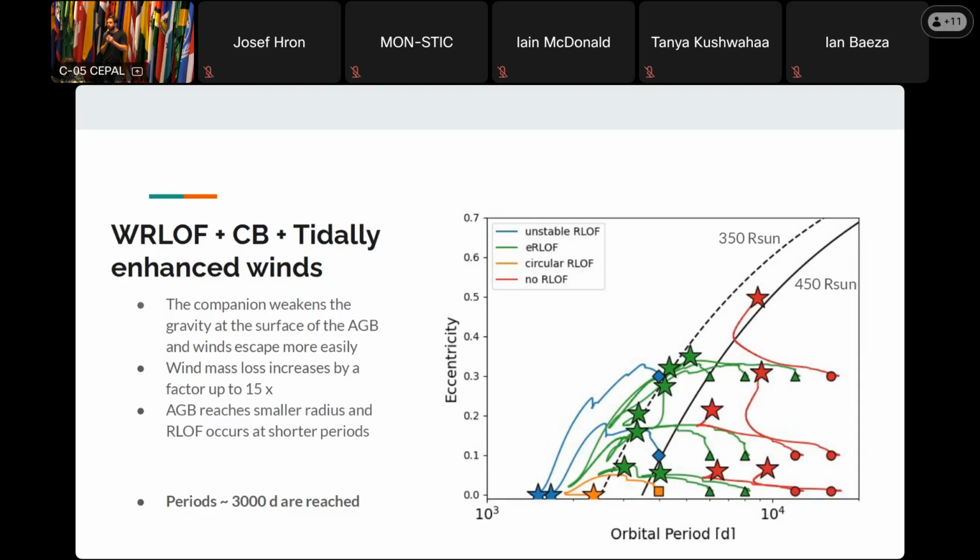So with smaller radii, Roche lobe overflow can also occur at shorter periods. Here, for example, instead of Roche lobe overflowing at around 450 solar radii, it occurs in AGBs with 350 solar radii. So by invoking this, I can bring down the periods to 3,000 days.